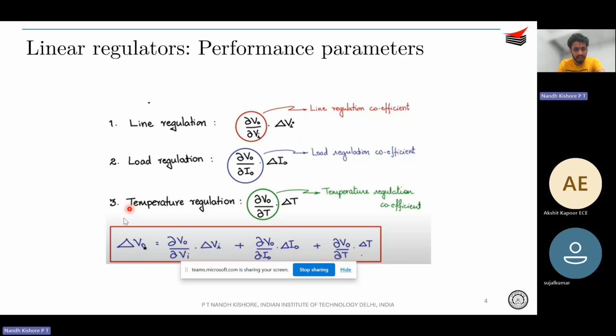So you know that delta V naught, the variation in the output voltage, is a summation of all three, correct? That is dou V naught by dou Vi, the line regulation coefficient, into delta Vi, plus dou V naught by dou I naught, the load regulation coefficient, into delta I naught, plus dou V naught by dou T, the temperature regulation coefficient, into delta T. So this should give you the change in your output voltage, correct?